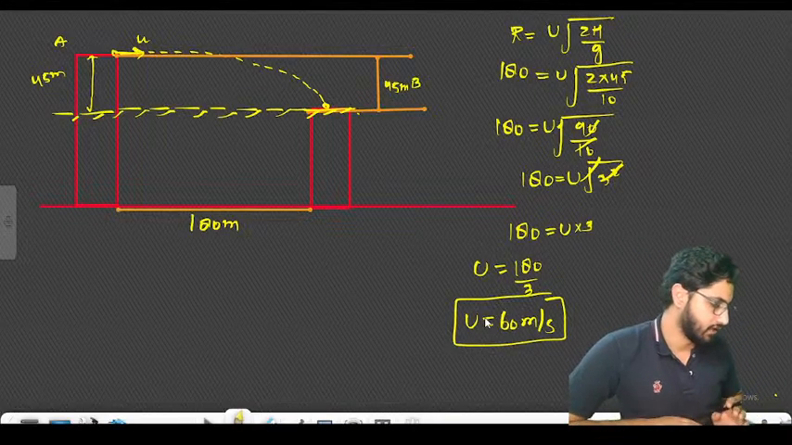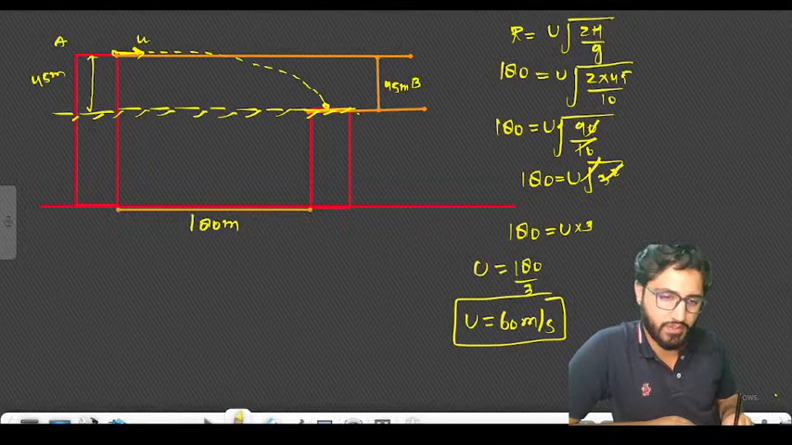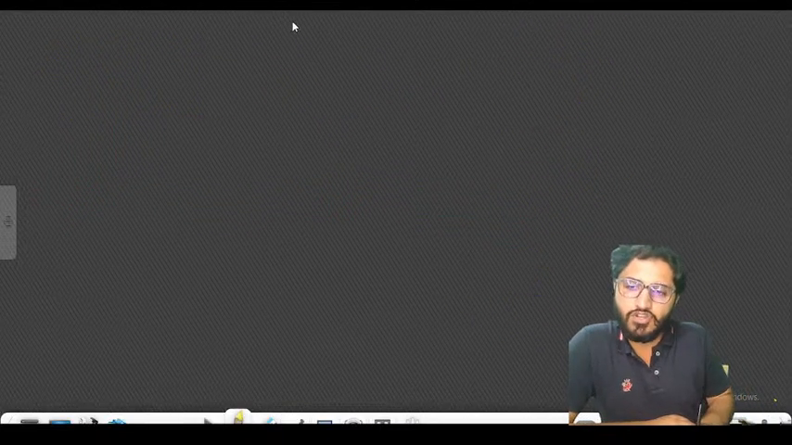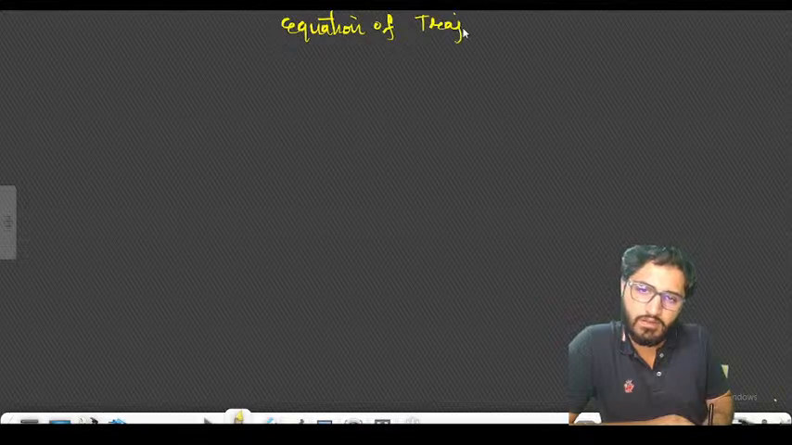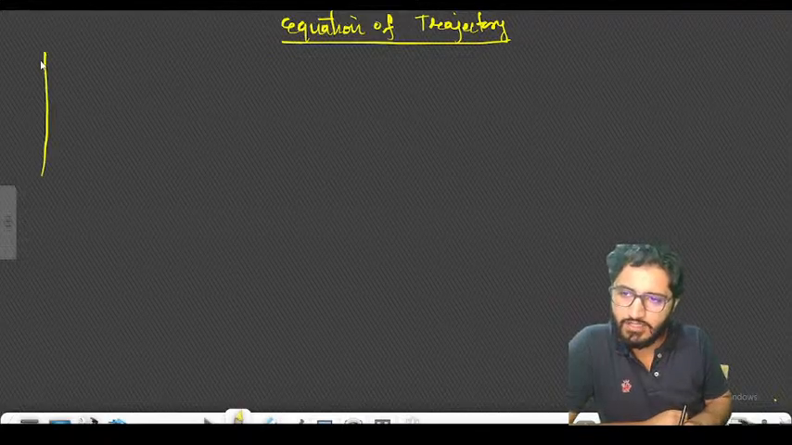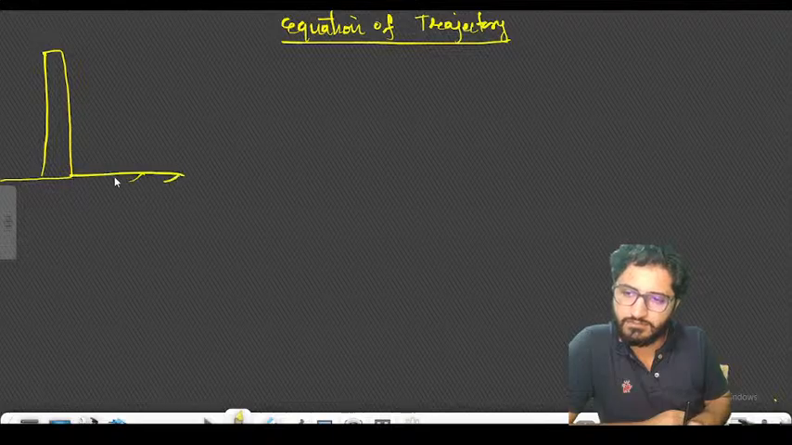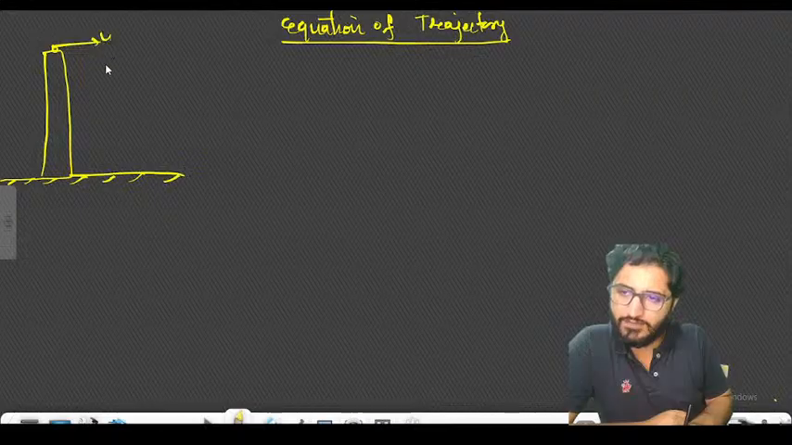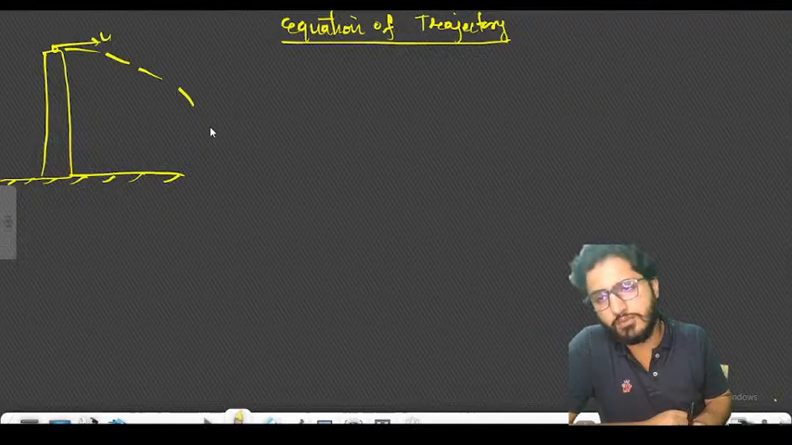Okay. Now we will do one topic, then class over. That is equation of trajectory. This one is my building. Throwing with velocity u like this, it will go in this manner.